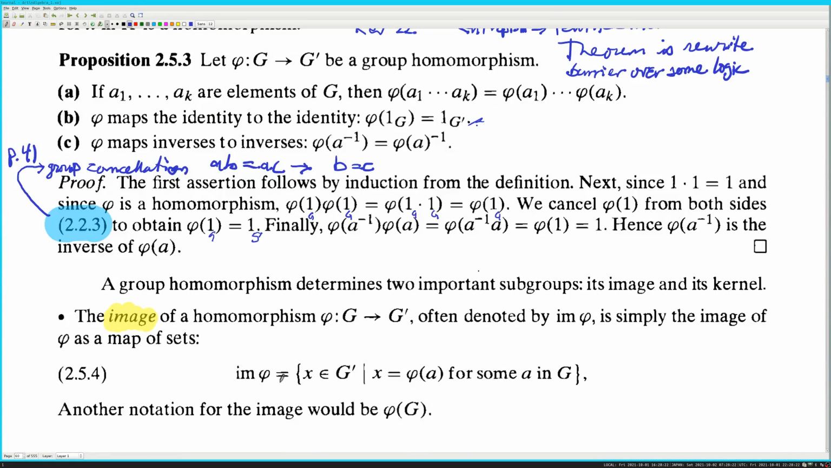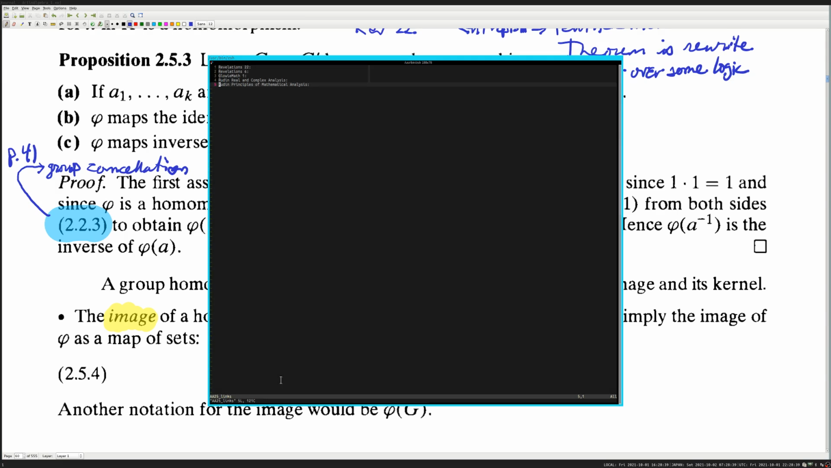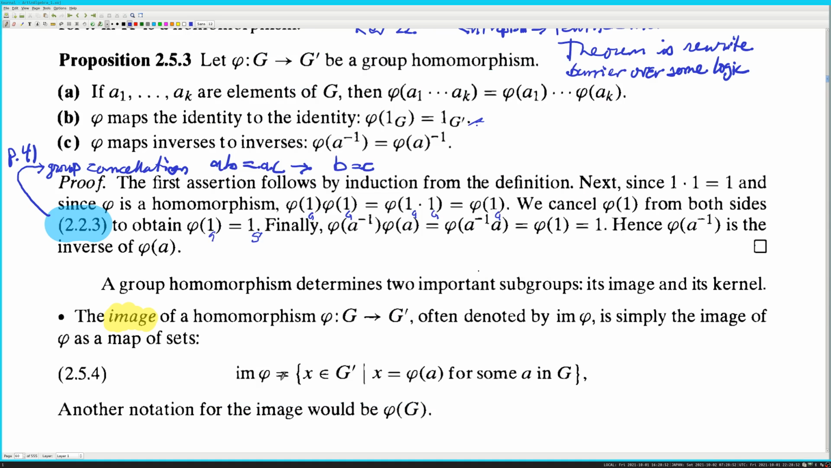A group homomorphism determines two important subgroups, its image and its kernel. This is, in a sense, a hint of what I call the fundamental theorem in mathematics. I talked about it in AA 21. You remember to link that. I also hint at it in Revelations 8, which is super incomplete, but it's a draft that's there.